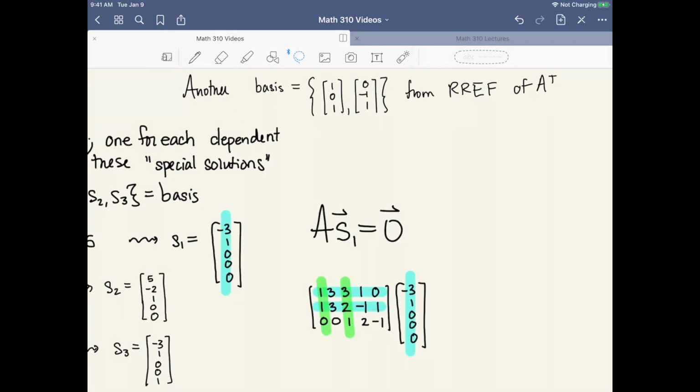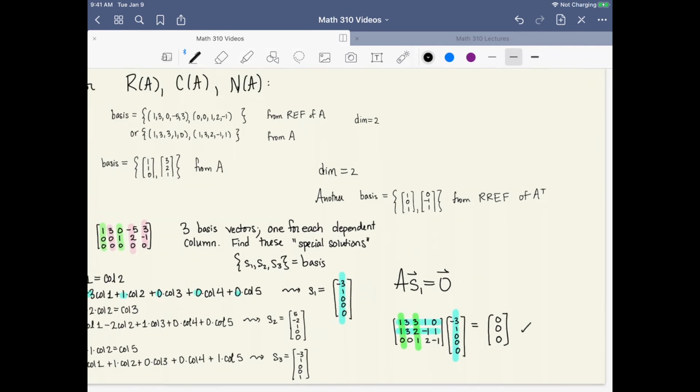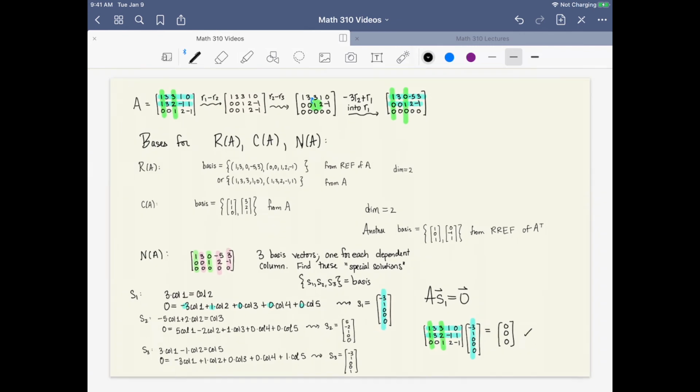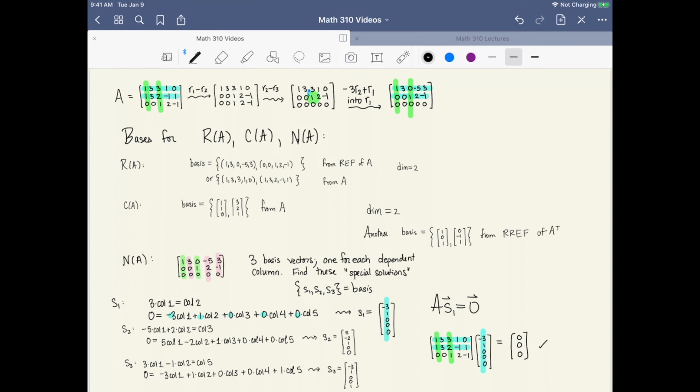And if we check this out here, what we're going to get if we do matrix times vector is minus 3 plus a bunch of zeros. So 0. We get a minus 3 plus a bunch of zeros. And then we get a bunch of zeros, 0, 0, 0. So we do indeed get the 0 vector, and it works out. It's a good idea to check your work, so when you're working through an exercise like this, you can check all 3 of them. But these three vectors, S1, S2, and S3, give us our basis for the null space, which is dimension 3 because there are the 3 basis vectors.